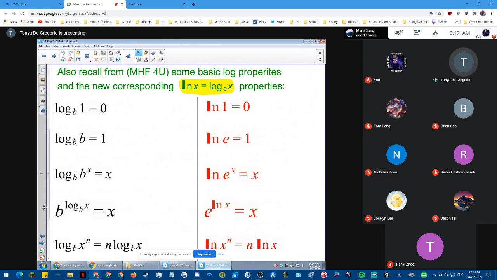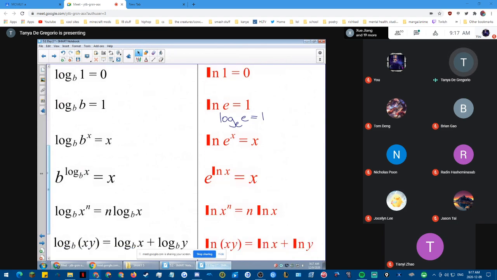Log with the base of b of b is equal to 1, and again, that's because b to the exponent 1 is equal to b. So the same with e: ln of e is equal to 1. Over here, log with the base of b of b to the x is equal to x. Similarly, ln of e to the x will also equal x. You see the base of your argument is the same as the base of your logarithm.